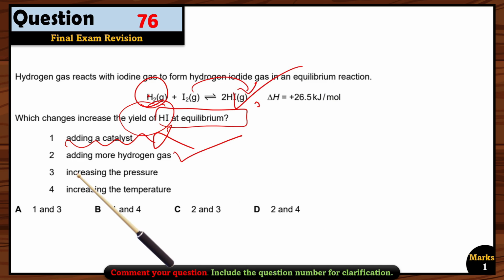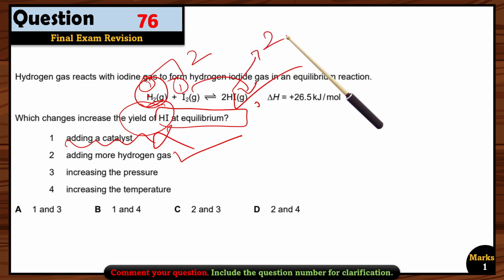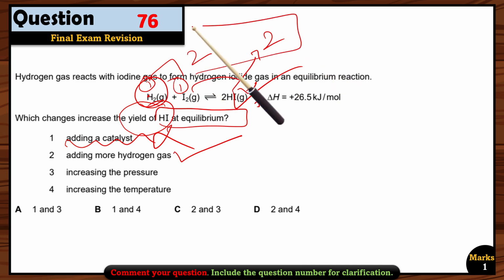Let's see increasing the pressure. Increasing the pressure always depends on the number of moles. Which side has fewer moles? Which side, the reactant or the product? If you see, we have one reactant, this, and this is one reactant. So in total we have 2 moles of gas in the reactants, and how many in the product? 2 moles of the product. They both are equal, right? So even if you increase or decrease the pressure, nothing will happen. No change will take place. So it means pressure has nothing to do with this reaction, because the number of moles are equal.